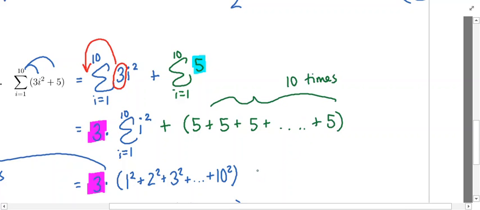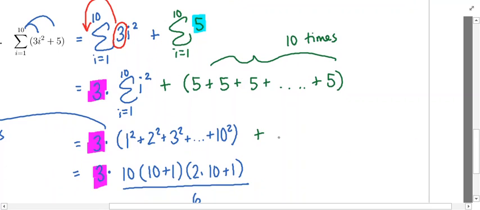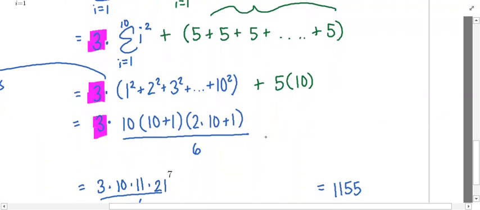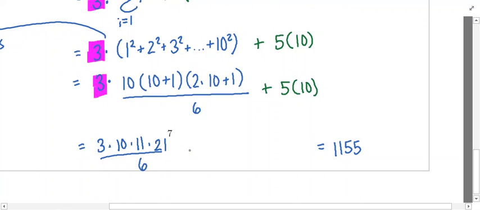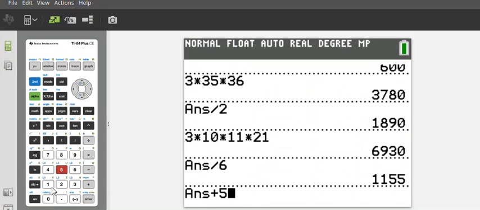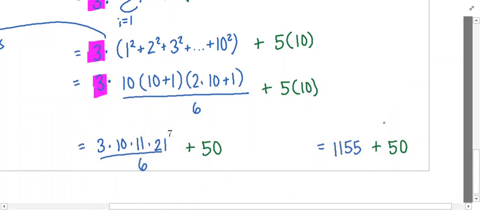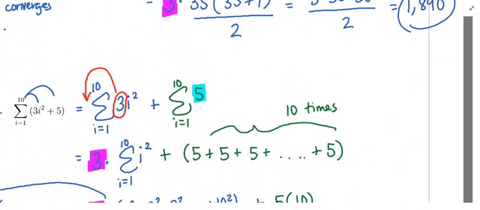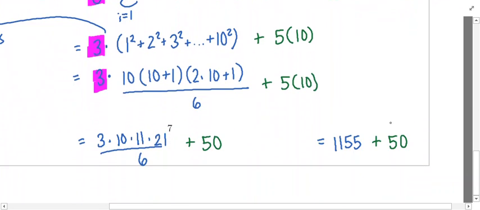So the shortcut for this, the easiest way to compute it: if we write it out, we see that we're adding 5 to itself 10 times, so we just need to do 10 times 5, which is going to be 50. So the green series converges to 50. Add that to the result of the blue series to get the final answer. So the overall series, the series that we started with, converges to 1,205.